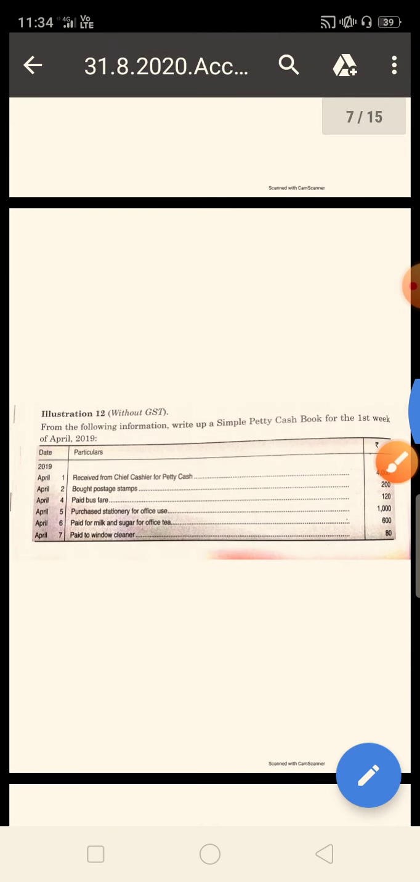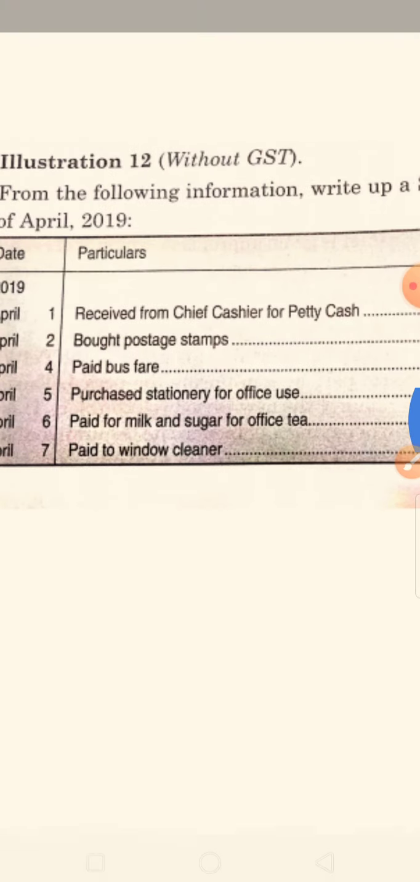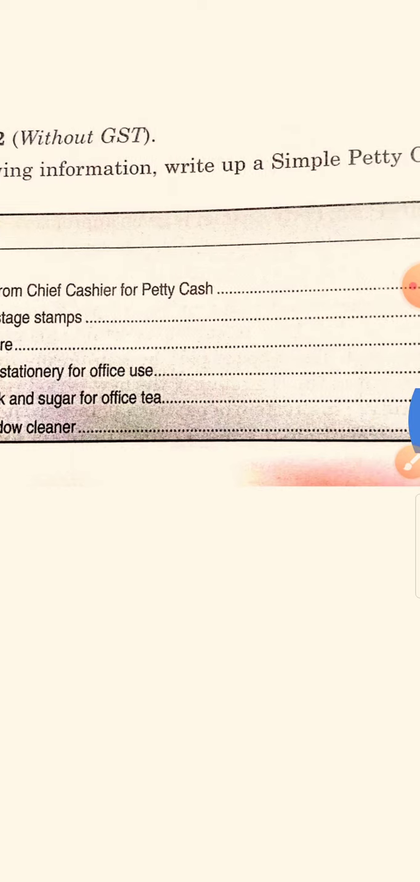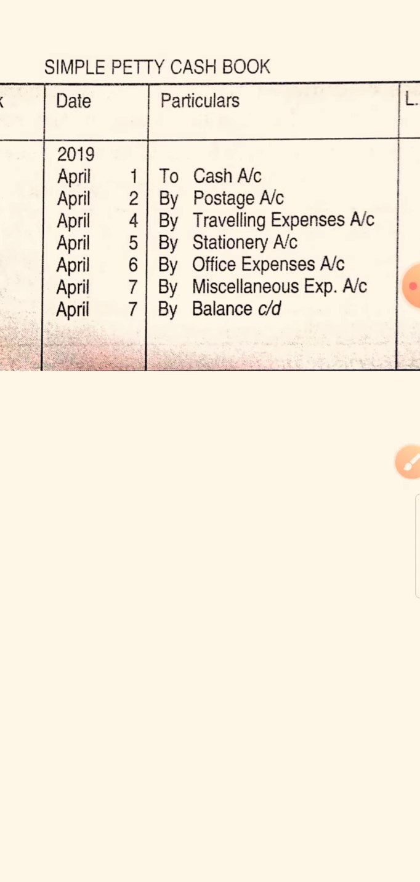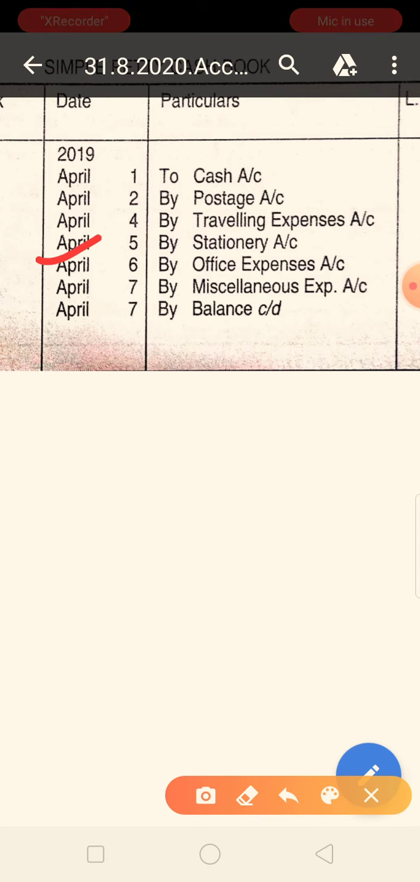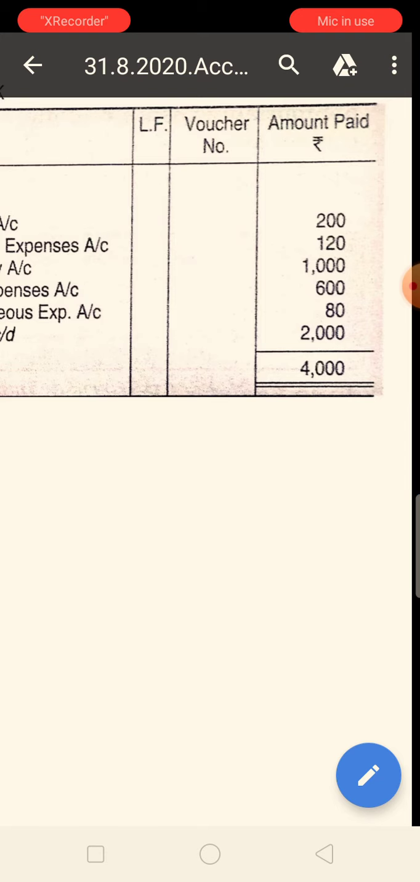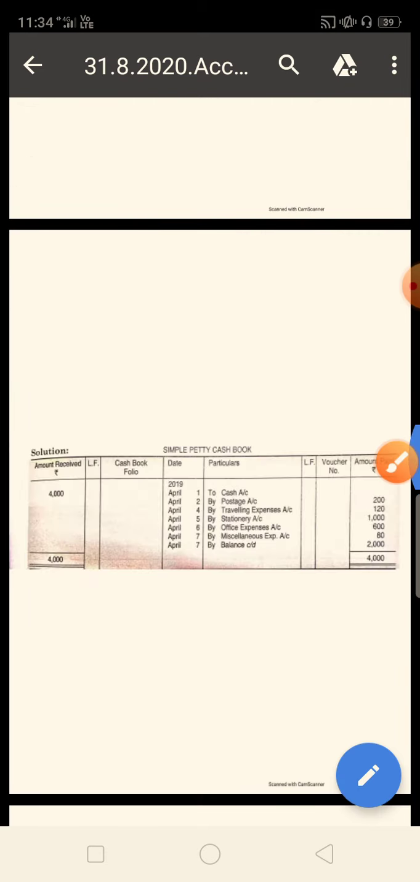My dear student, एक बार पैसा रिसीव होगा, 4,000 रुपये रिसीव हुए. Now we will spend the whole amount. So my dear student, next is 5th April purchase stationery for office use. ऑफिस यूज़ के लिए स्टेशनरी खरीदी है 1000 रुपीज़ अमाउंट. My dear student, definitely cash goes out. So now I will come here and first of all I will write the date, by stationery and amount is 1000 rupees. अमाउंट पेड कॉलम में हमने इसे लिख दिया, my dear student.